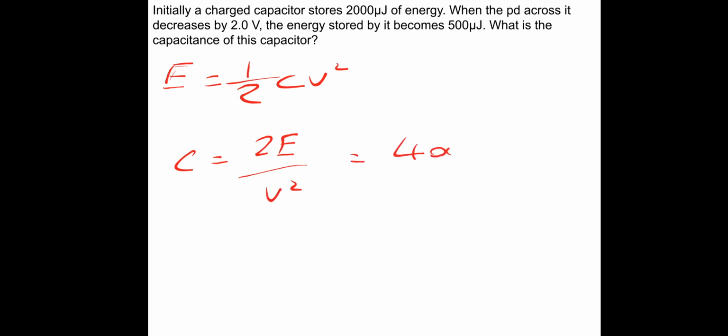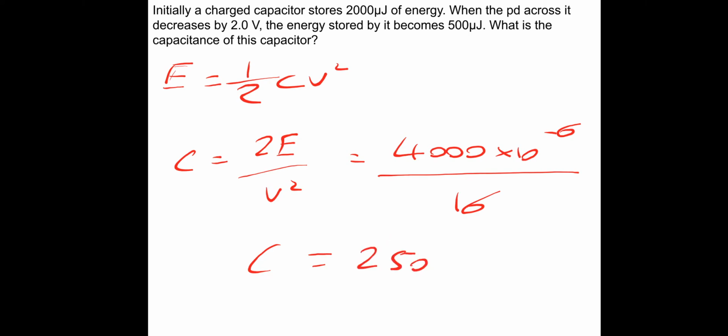So again, we've got the equation, energy is half CV squared. So C will be 2 times the energy divided by voltage squared. So 2 times the energy will be 4000 microjoules, divided by V squared, the voltage we got was 4 volts, so that gives 16. So the capacitance would be 250 microfarads. Hopefully you followed that one.